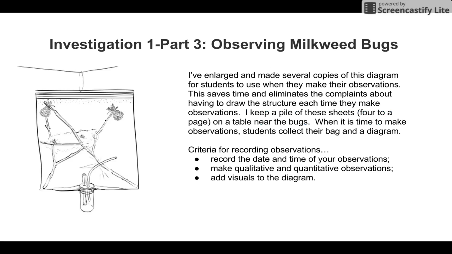When you have completed constructing the habitats and you have set up a schedule for students to make observations, I use this diagram here. I've enlarged it and I keep 4 copies on a page because it saves time when students start to complain that they cannot draw and it just becomes time consuming. So beside the milkweed bug station are copies of this diagram. I ask students to take a copy, glue it into their notebook, and then record visual observations inside the diagram and written observations in the notebook.